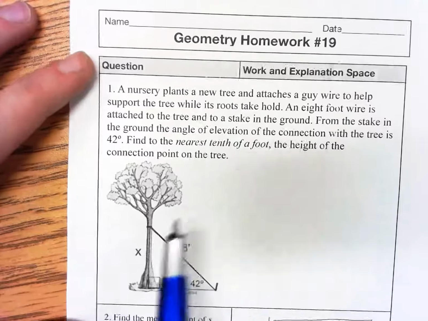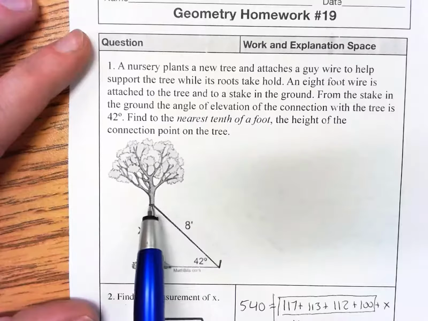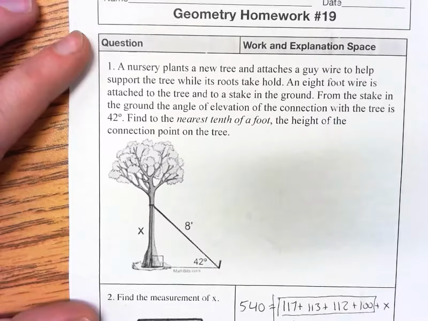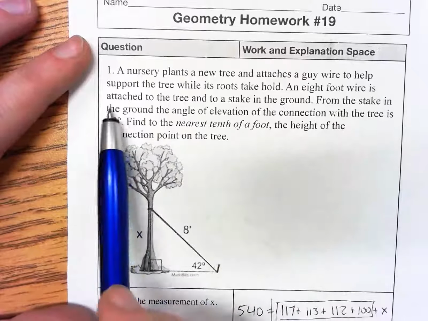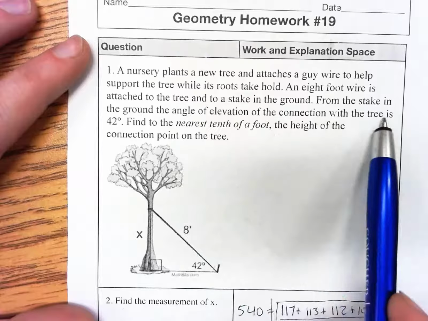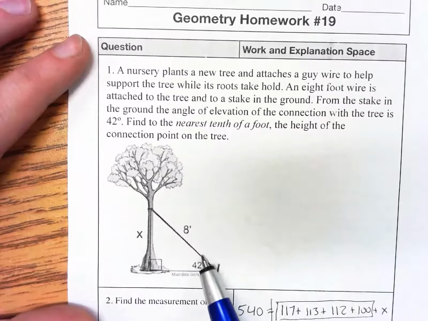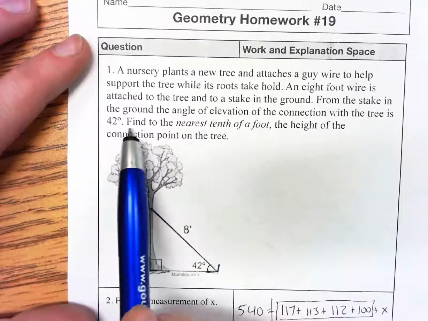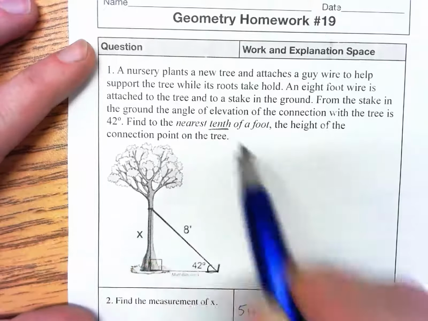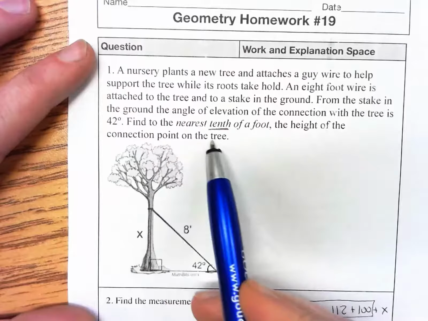So if we look at this picture, we can kind of see that. Here's the 8-foot wire, and it's attached to this little stake on the ground. From the stake in the ground, the angle of elevation of the connection with the tree is 42 degrees. So angle of elevation, this is from the stake. That angle is going to be 42 degrees. Find to the nearest tenth of a foot, tenth is going to be 1 decimal place, the height of the connection point on the tree.